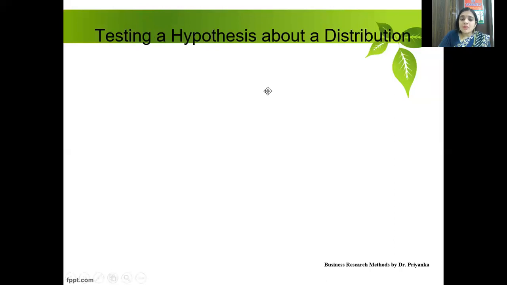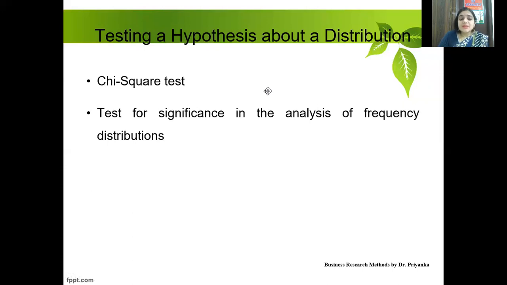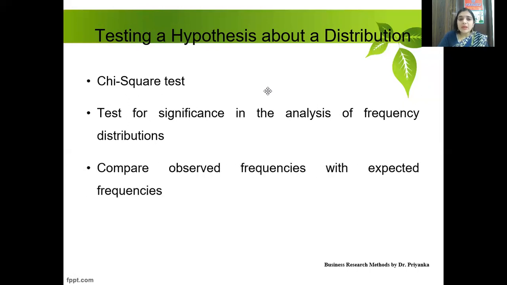Testing a hypothesis about a distribution now. How would you distribute the sample? Using the chi-square test. This is basically a test for significance in the analysis of frequency distributions, and you will be comparing observed frequencies with expected frequencies. Like in the previous example, the observed frequency was a mean equal to 22 for that factory, and because the manager assumed it to be 20, that would be considered the expected frequency.